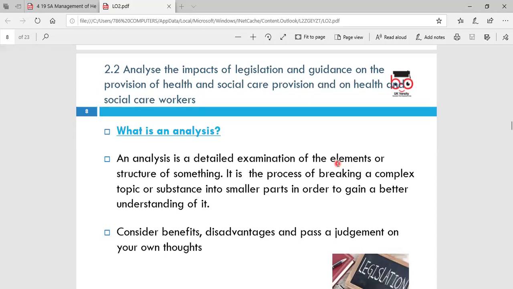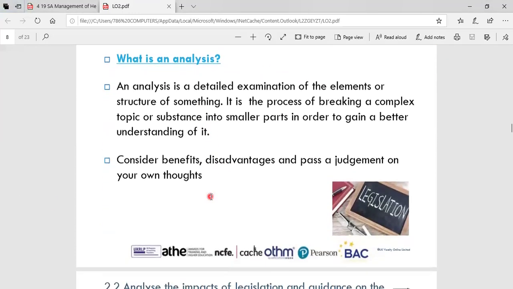It's more critical writing. It's the process of breaking a complex topic or substance into smaller parts in order to gain a better understanding. The ultimate objective of an analysis, such as when we have data, is to make sense out of that data, isn't it? So we analyze that data in order to understand it. Consider the benefits, disadvantages, and pass a judgment on your own thoughts. This is why we analyze.